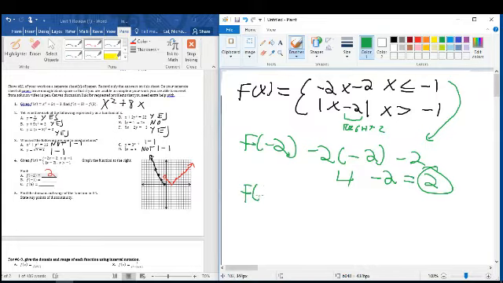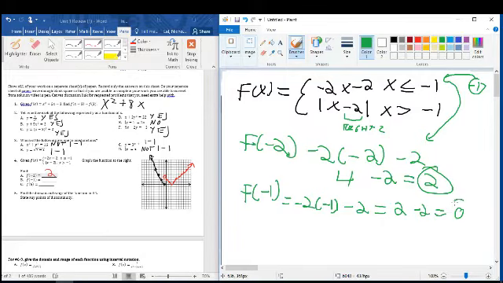f of -1, well, -1 is equal to -1, so that's going to go with the first function. That will be -2 times -1 minus 2, which is equal to 2 minus 2, which is equal to 0. So I'll have 0 for the second function.